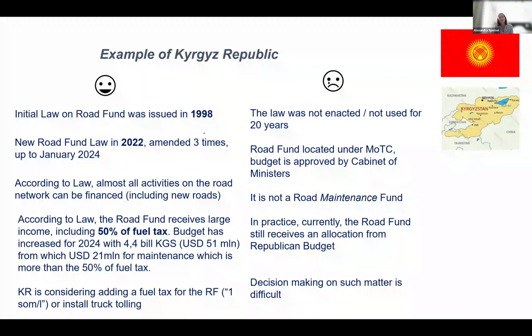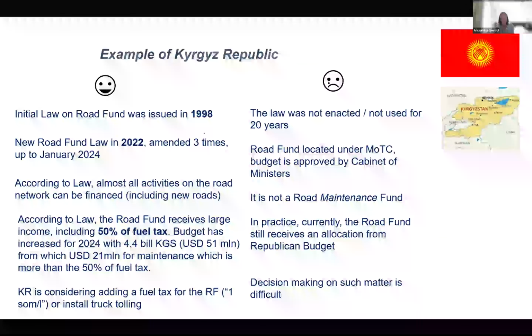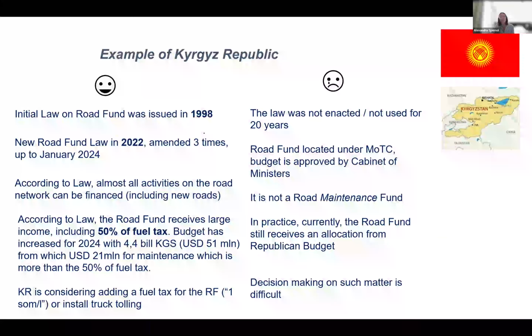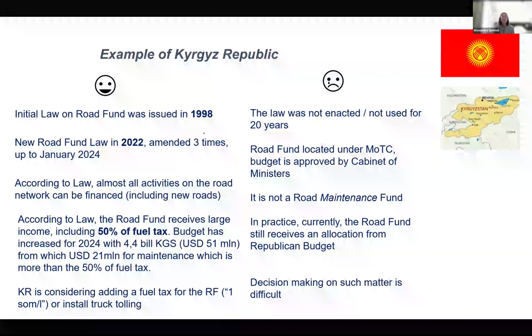The interesting thing about Kyrgyzstan is that they had a law on the road fund in 1989. Voilà. So it is a long time. This law was sitting there, presented, but it was not enacted. It was not used for 20 years. So the people in the Ministry of Transport, the road sector, always asked for a road fund, but the government did not hear it. Now, a new road fund law was done just 2 years ago.